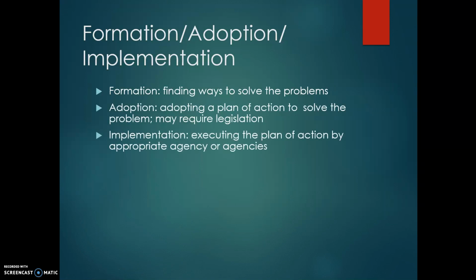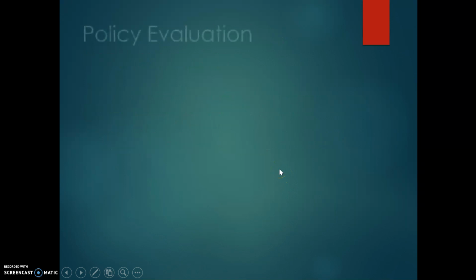So basically, there's a formation, adoption, and implementation of policy. And it's important that you understand that formation is basically finding the ways to solve a problem. Adoption, because once you've identified the problem, now you've got to create the idea of how we're going to solve the problem, adopting a plan, and then actually carrying out that plan. So it's a simple process in theory, but obviously we've seen some plans go well and some plans go awry.